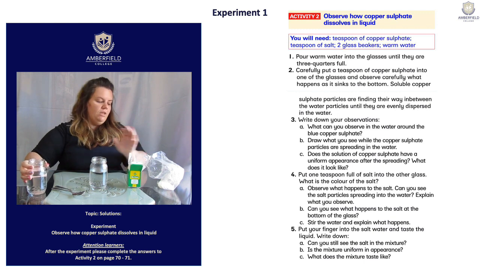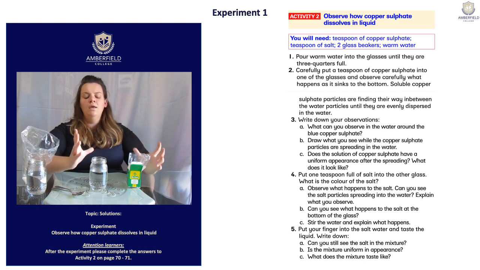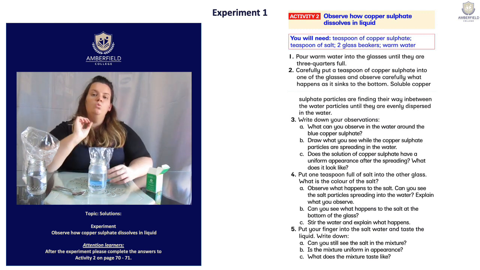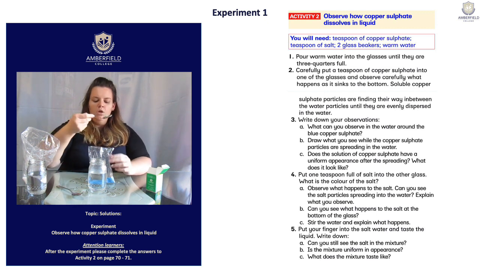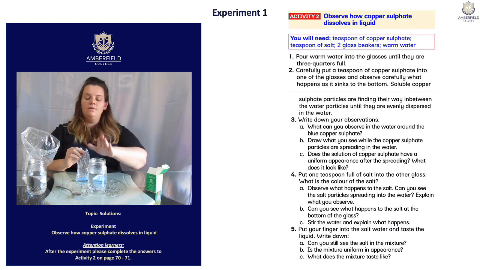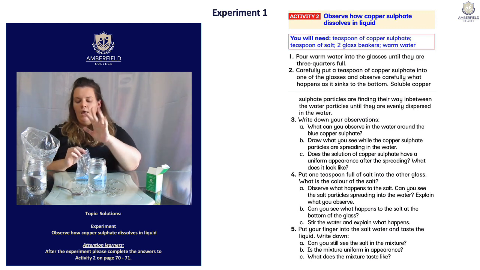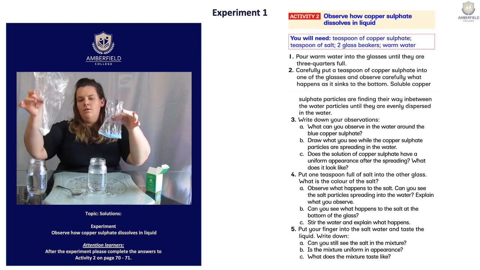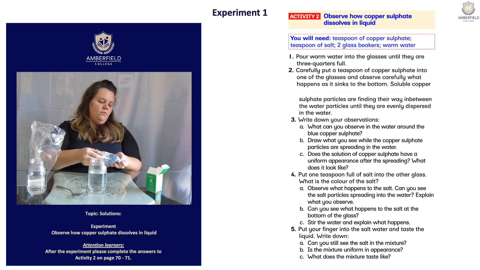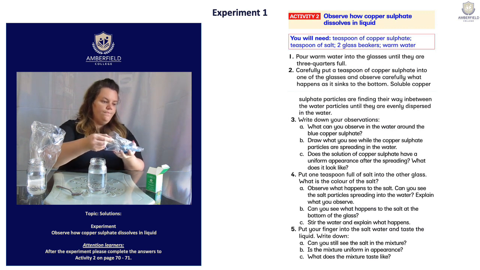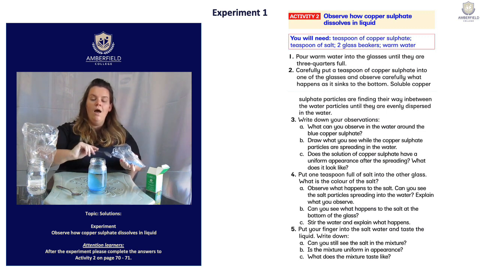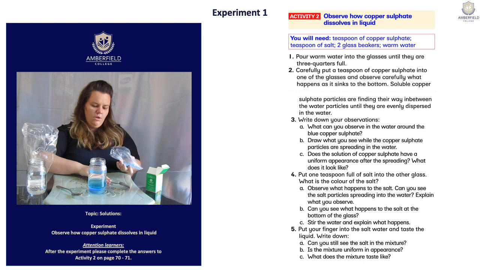I'm going to put 1 jar here for now. In this jar, we have warm water and we take our copper sulfate. We need to see how it dissolves. So we have a teaspoon. Remember, the same amount of liquid in each jar and the same amount of substance, meaning the solid, in each jar. So here, I'll take 1 teaspoon of copper sulfate and I'll just put it in the jar, but I will not stir it.